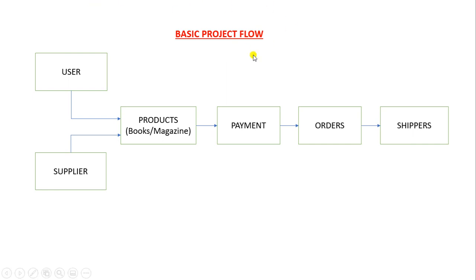So coming to the basic project flow, this is an e-commerce project. So there will be some products. These products will be supplied by the suppliers or vendors. So whenever a user comes to this e-commerce site, the user can go to the products and purchase them, and he can do the payment. When the payment is done, the order will be generated. Once the order is generated, it will be assigned to the shippers. So these shippers will deliver the product to the users.